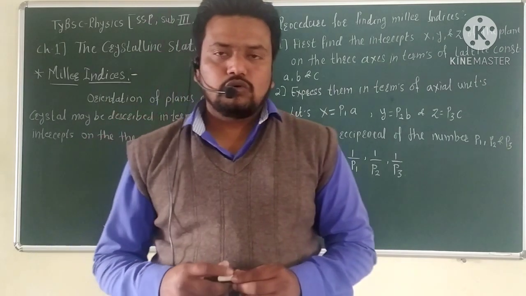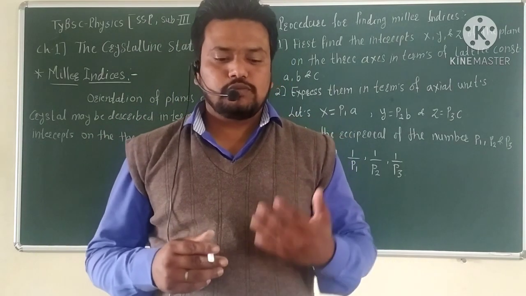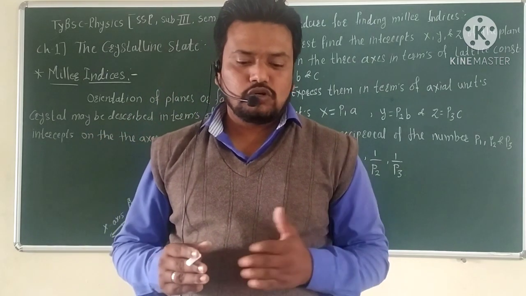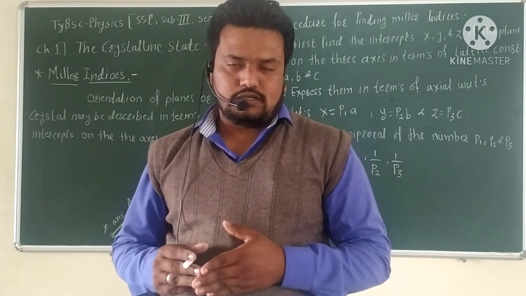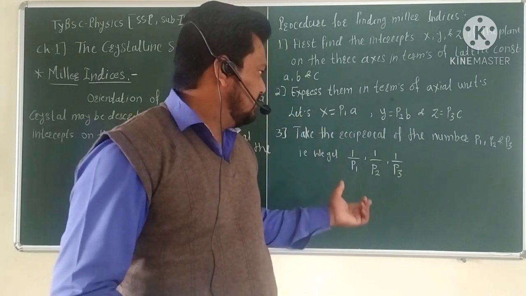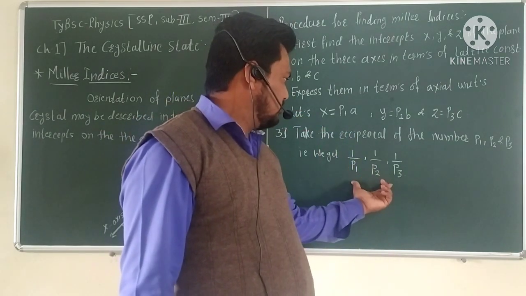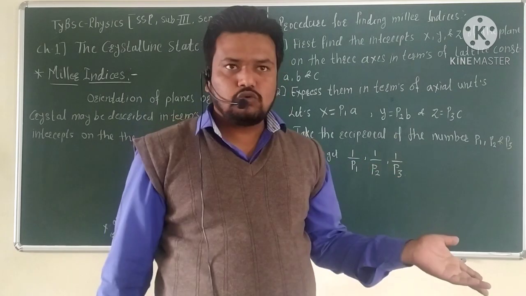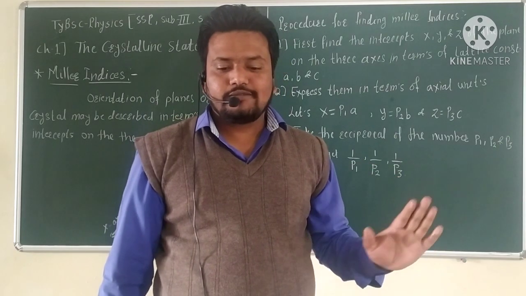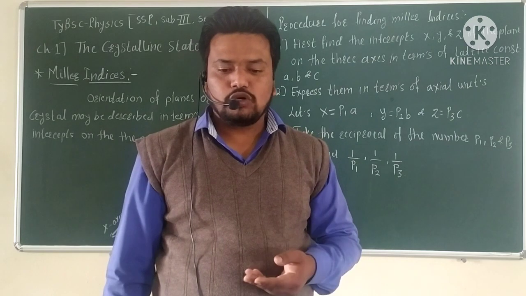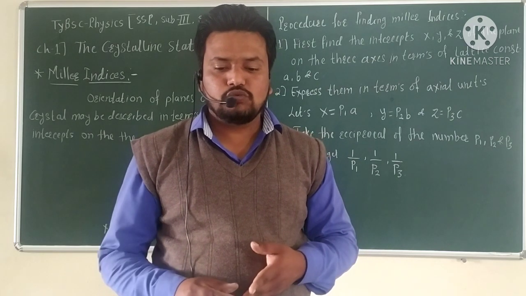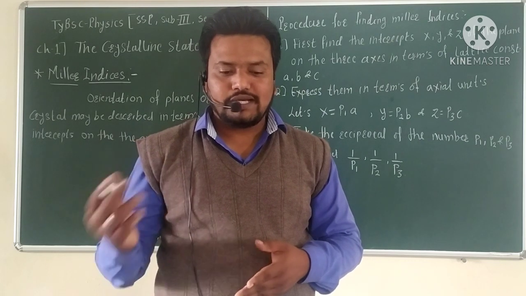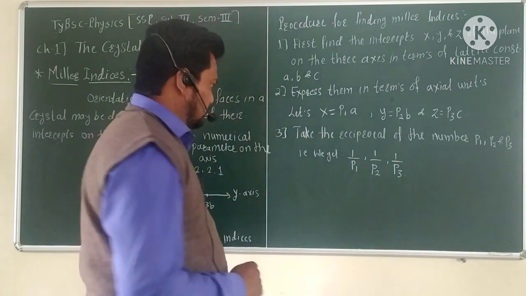Now the next main point, number 4: convert this reciprocal into whole numbers. Because these are reciprocal numbers, we want to convert them into whole numbers by multiplying each with their LCM and bracket the result in the parameter.